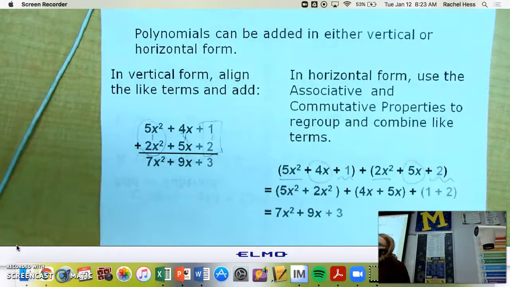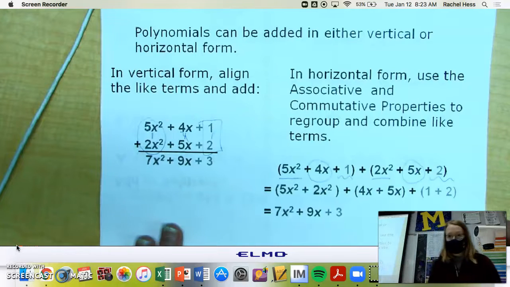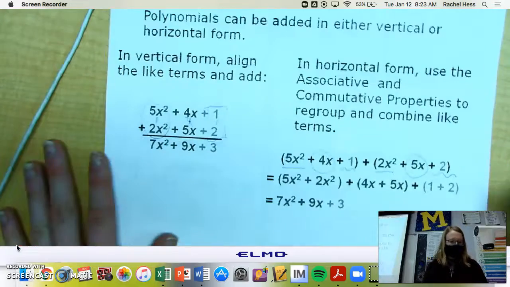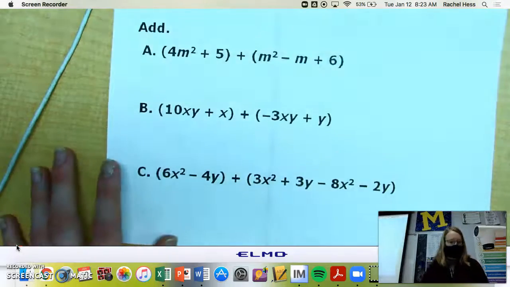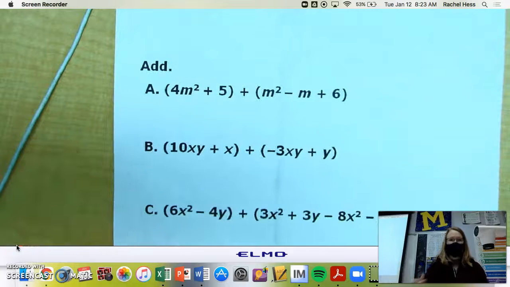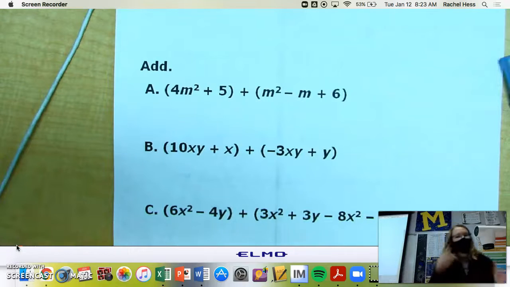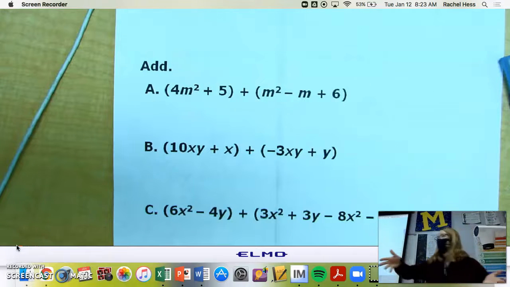So just know that they might line them up one way versus the other, and you just have to make sure that you pick the like terms. Does that make sense? You're just picking the like terms. So yeah, like I said, it's just 2 different ways to do the same thing. But if we have 2 different polynomials that we're adding together, these parentheses really don't matter, right?